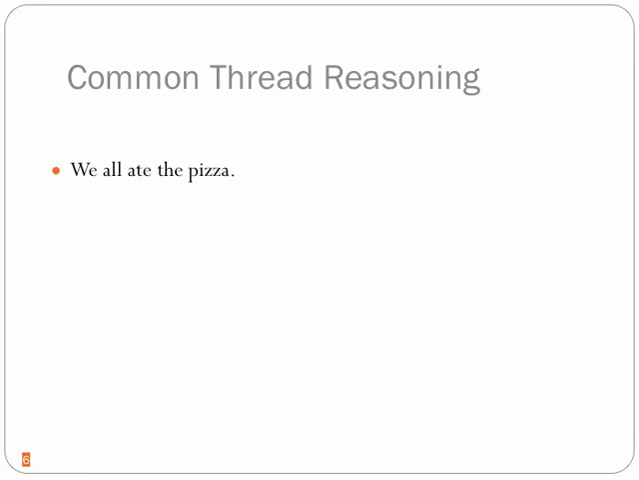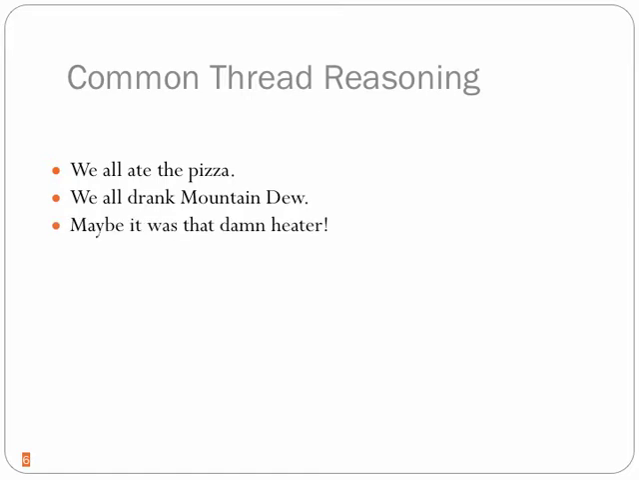Okay, so what are the possible causes? Well, we all ate the pizza. That would be our first guess, right? That's why everyone got sick. But it could turn out to be something that we didn't really suspect. Maybe it was something that we drank, right? Maybe it was the yellow number 5 or the red 40 that was in the Mountain Dew. Or maybe it was something different or strange. Maybe there was something with the ventilation.